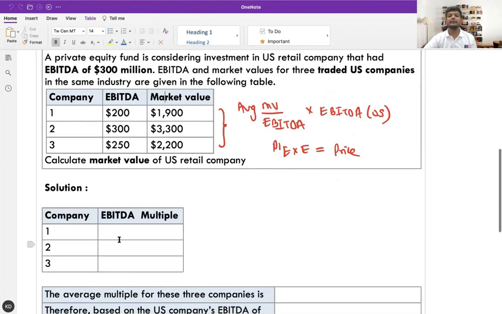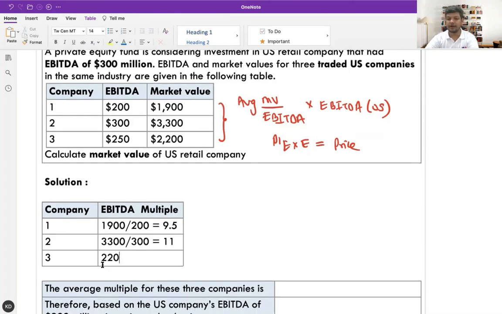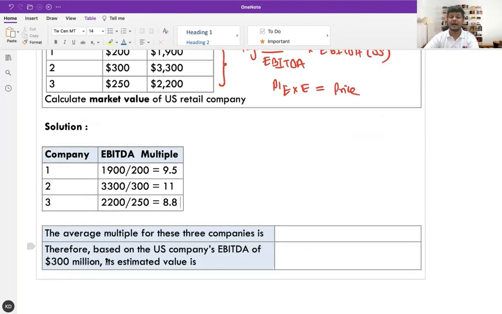So here, let me take the EBITDA multiple of all these companies. What is the EBITDA multiple? I'll take the market value divided by the EBITDA. I'll take the market value of the second company divided by its EBITDA. I'll take the market value of the third company divided by its EBITDA. Now, these are the EBITDA multiples. I'll take the simple average of all three. So 9.5 plus 11 plus 8.8, divided by 3. Let me know if this is correct. 9.7. Yes.